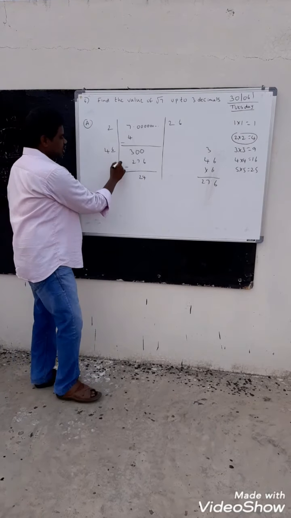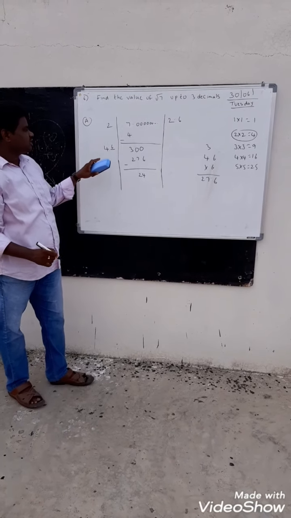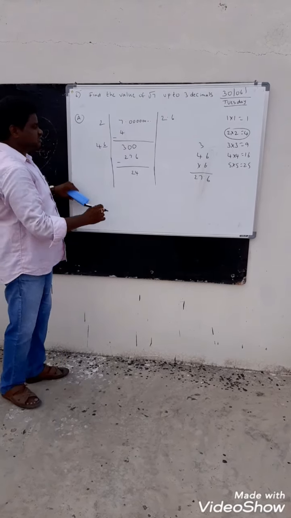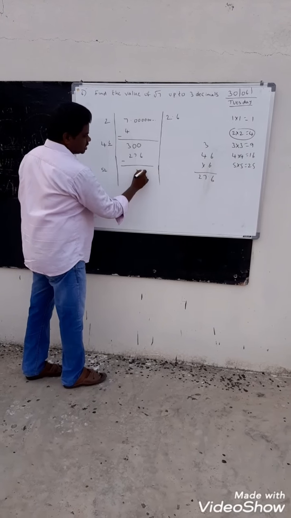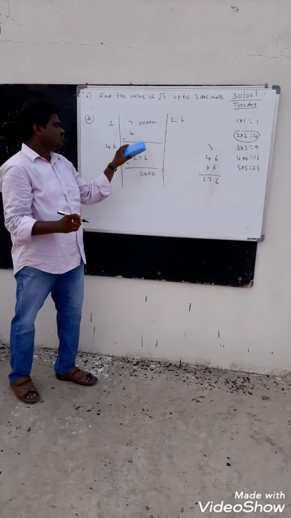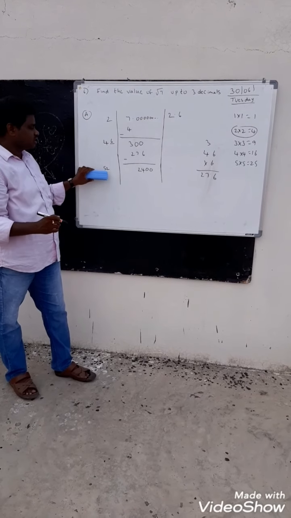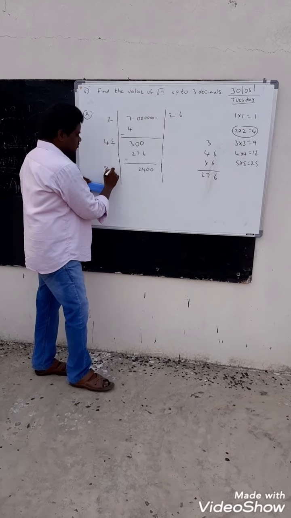So again you have to find the divisor now. How do you get the divisor now? 46 plus 6. 46 plus 6, how much? 52. You have to keep 2 zeros here. So how do you get the divisor now? 46 plus 6. Next step, if you add that number, you get the divisor. That is 46 plus 6, 52.